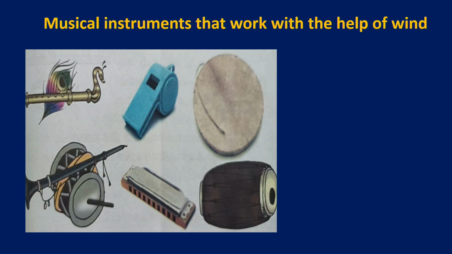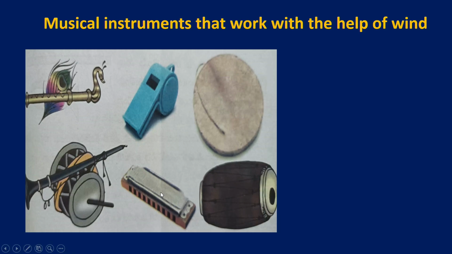Children, can you recognize these instruments? Yes, the first one is a flute, the second one is a whistle, the third one is a drum, and here is a shehnai, and here it is tabla, and it is a mridangam.